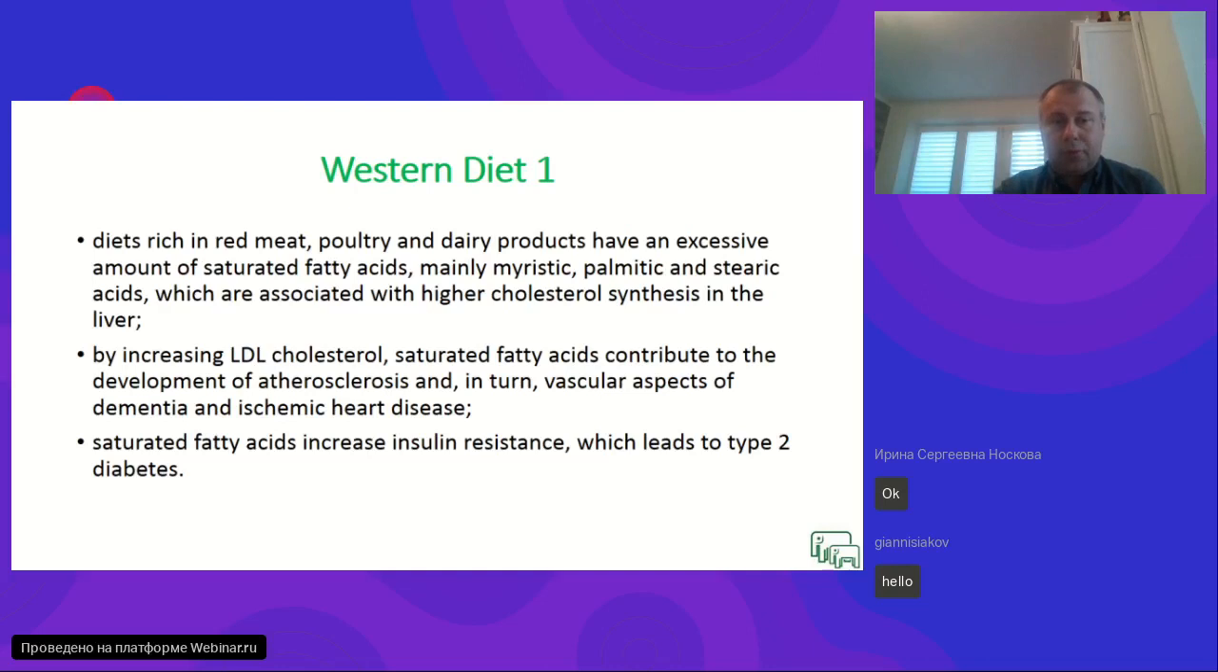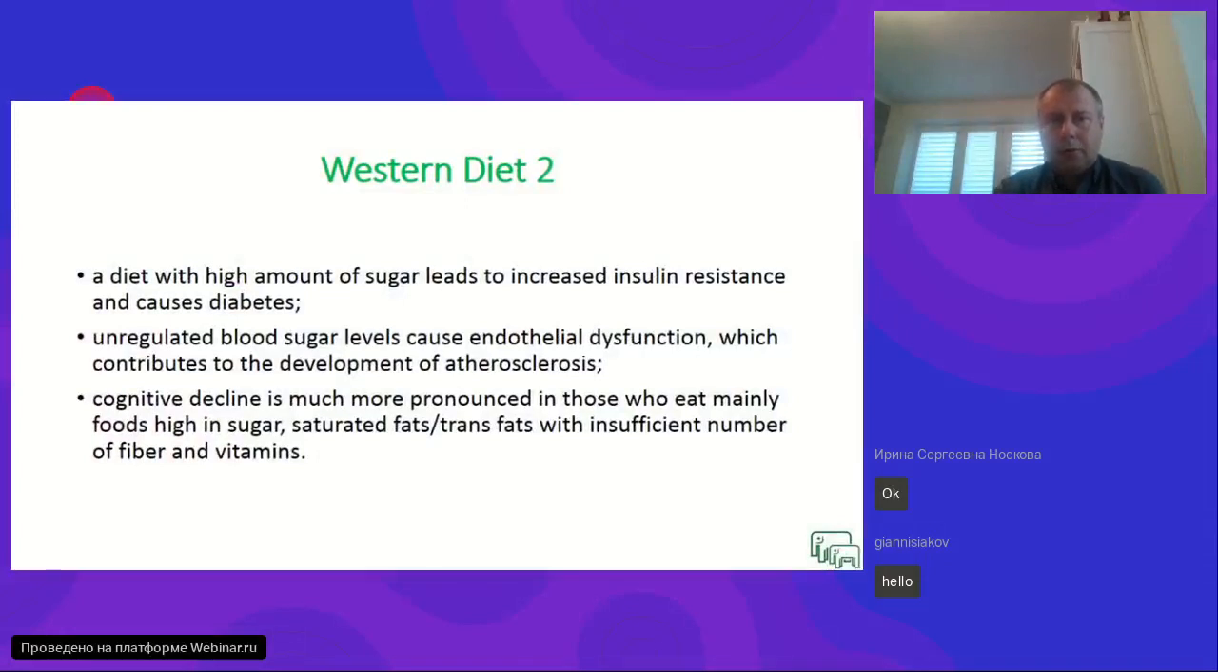And saturated fatty acids also increase the so-called insulin resistance, which leads to type 2 diabetes mellitus. Also, the Western diet means that the consumer gets a high amount of sugar, which leads to increased insulin resistance and causes diabetes. And unregulated blood sugar levels cause a phenomenon which is called endothelial dysfunction.